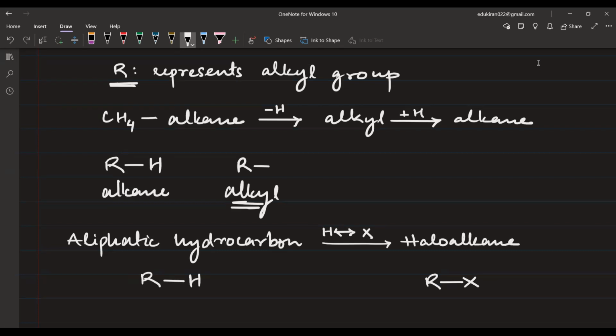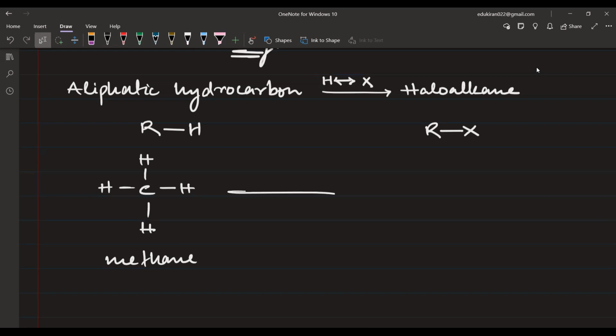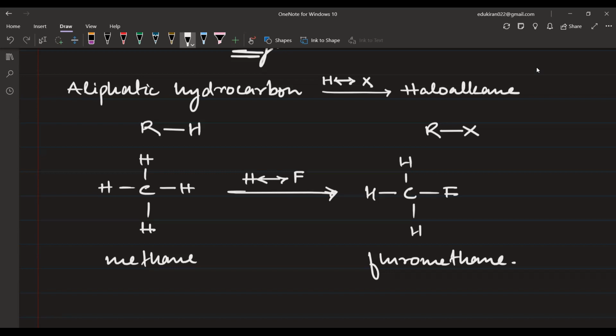Okay, basic structure. For example, let us say we have carbon and 4 hydrogen atoms. This is known as methane. And if I replace one hydrogen atom with halogen, what will it become? Let us say we are replacing this with fluorine. So this will now become fluoromethane. Okay, it will become fluoromethane.